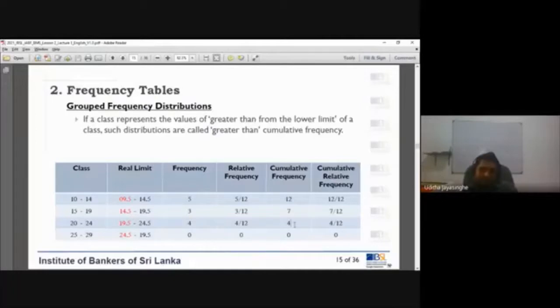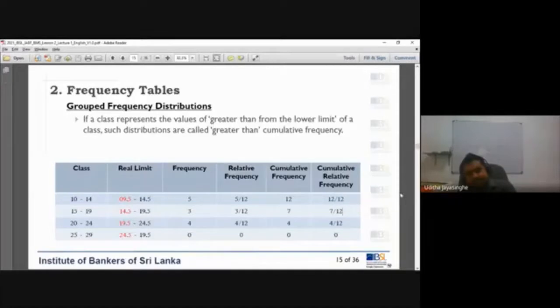Previously, you were defining lower than or including the lower limit. Now here, it is greater than from the lower limit style. Look at the cumulative relative frequency. Previously we started with 5 divided by 12, 8 divided by 12, and 12 divided by 12. Now here, how do you read it? You have 100% of data points included in or above this class, 7 divided by 12 of the data included in or above this class, and 4 divided by 12 included in or above. That's the representation.